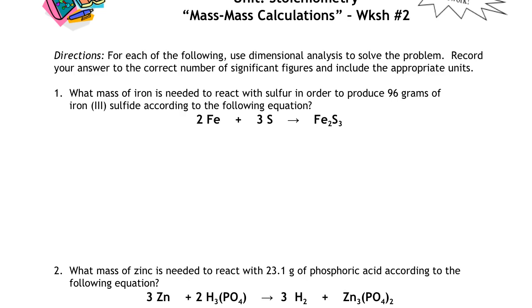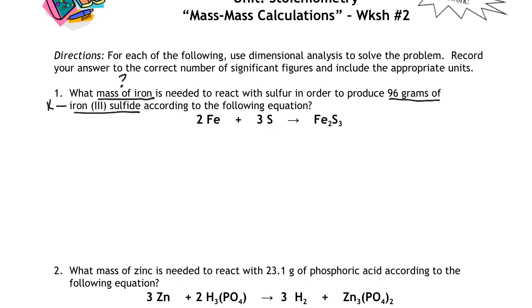In order to give myself a little bit more space, I'm going to do my knowns and unknowns in a slightly different way. I'm actually going to annotate the question. So what is the mass of iron is my unknown. 96 grams, it doesn't say point anything, 96 grams of iron(III) sulfide is my known. So I've got that established.